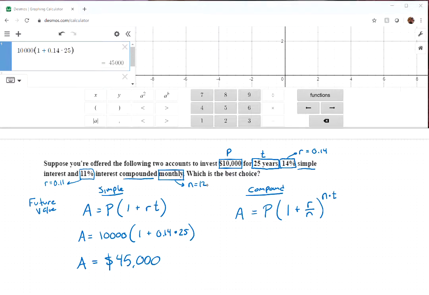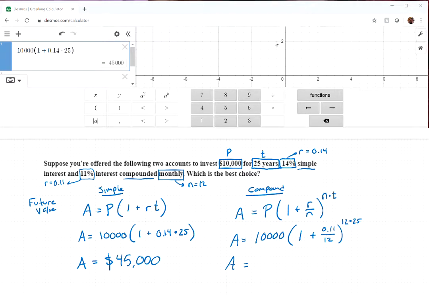So let's plug those values into our compound interest future value formula. A is equal to 10,000 parentheses 1 plus 0.11, 11% divided by 12 raised to the power 12 times 25, to the power N times T.